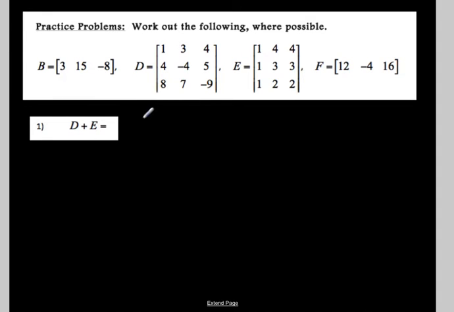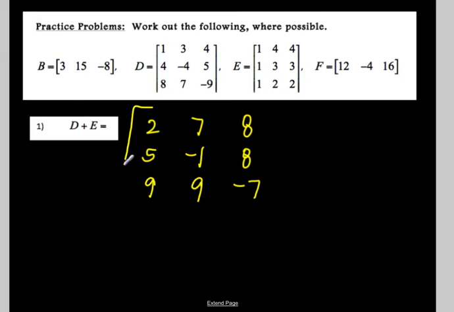I would have 1 plus 1 is 2, 4 plus 1 is 5, 8 plus 1 is 9. That's my first column. 3 plus 4 is 7, negative 4 plus 3 is negative 1, 7 plus 2 is 9, 4 and 4 is 8, 5 and 3 is 8, negative 9 plus 2 is negative 7. Okay, so that would be my answer for practice problem 1.